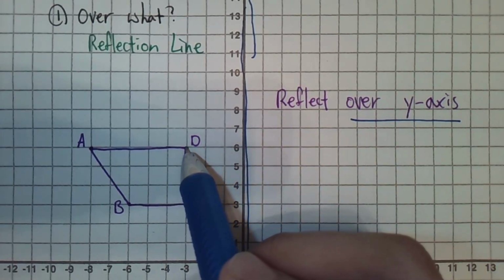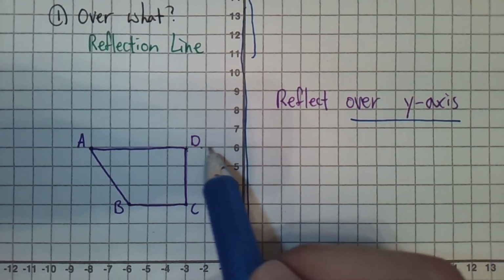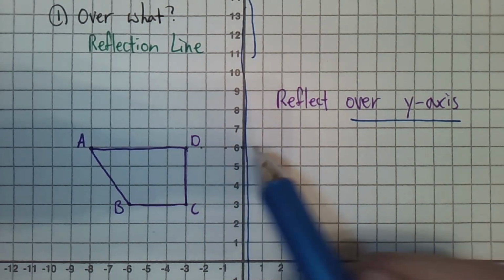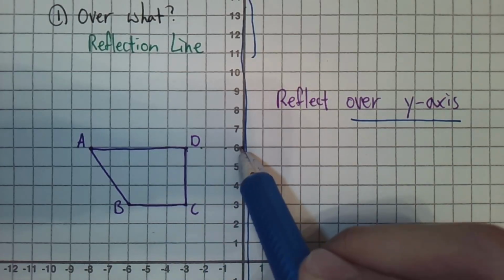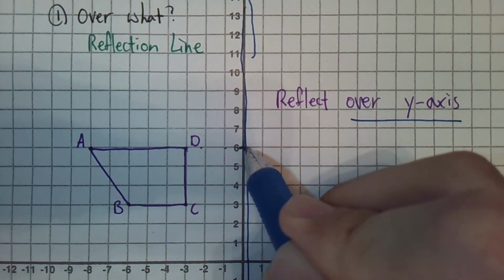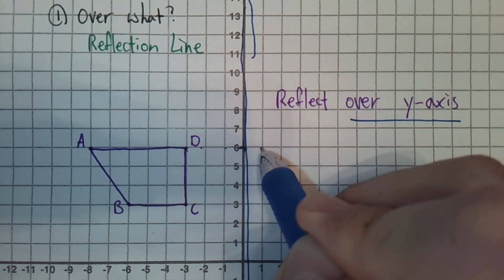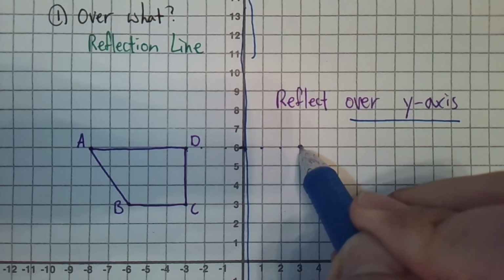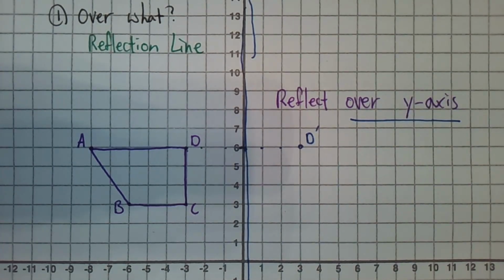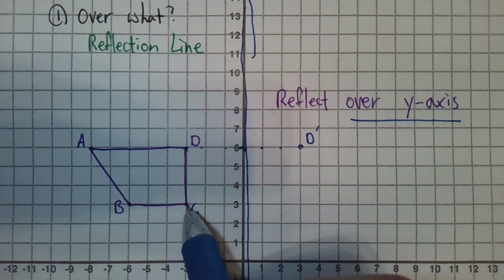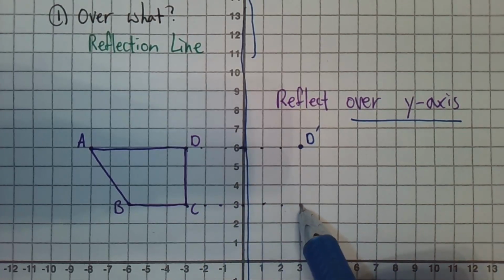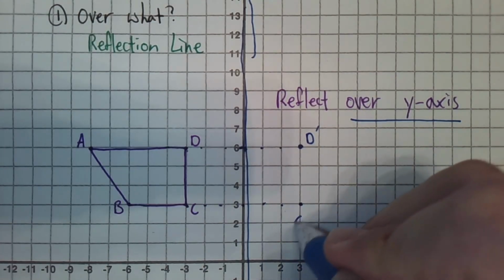So let's try that. The point D is 1, 2, 3 units away from the reflection line. If the original shape is 3 steps away from the reflection line, then inside the mirror, on the other side of the reflection line, it should also be 3 steps, 1, 2, 3. And this is where you mark D prime. I do the same thing for C. This one is 3 steps away from the reflection line, so we also go 1, 2, 3 steps across the reflection line and mark that as C prime.